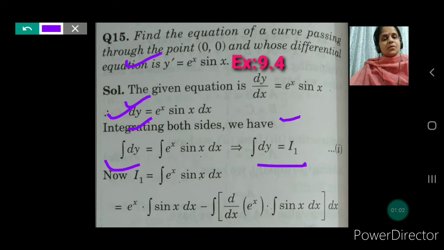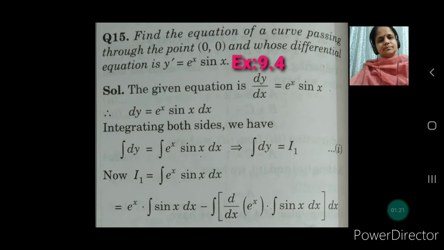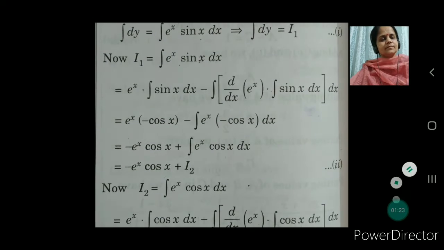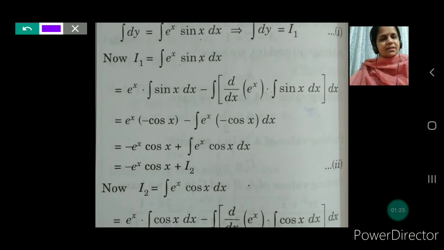Now integration of e^x sin x dx. Apply the by parts method. Take e^x as u, the first function, and sin x as v, the second function. According to the method, u is as it is, so e^x is written as it is, then integration of sin x dx. Then take the minus sign.